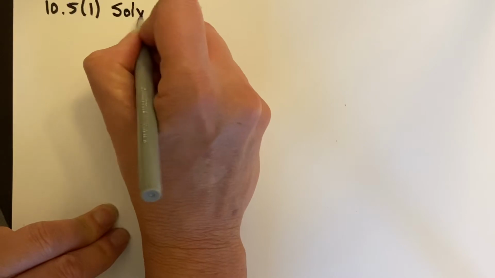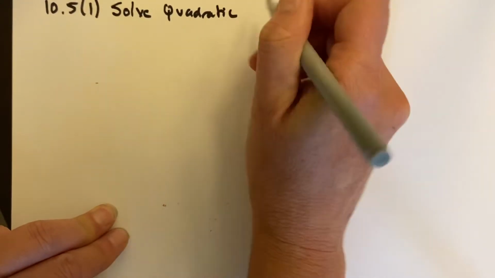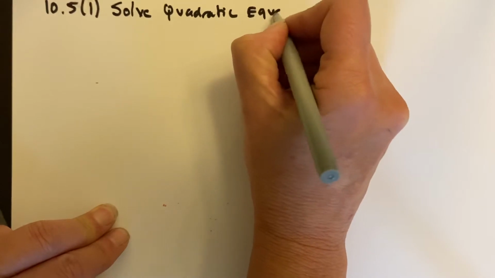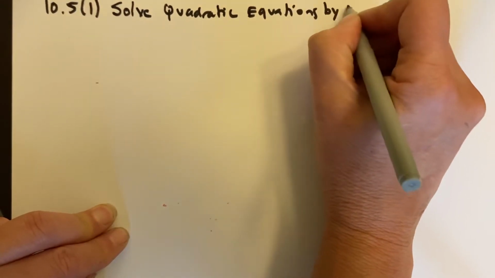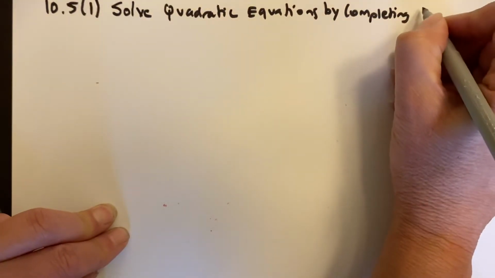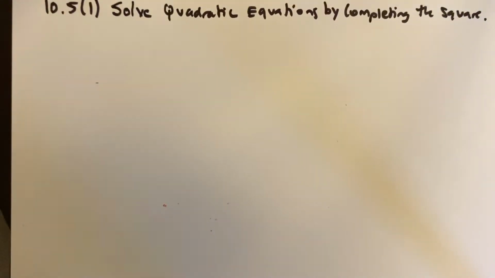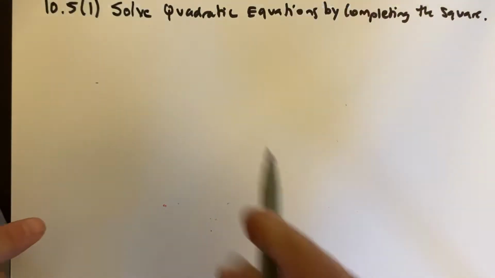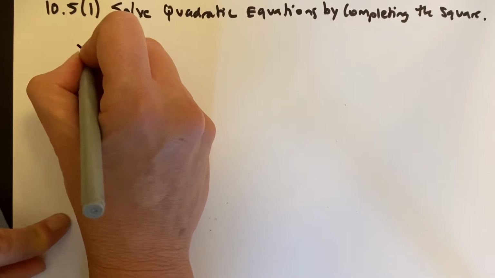So this is solve the quadratic equations by completing the square. And you'll understand what I mean by the square in a minute. We're going to go back to something we've done before, which is perfect square trinomials. And I'll give you an example of that.